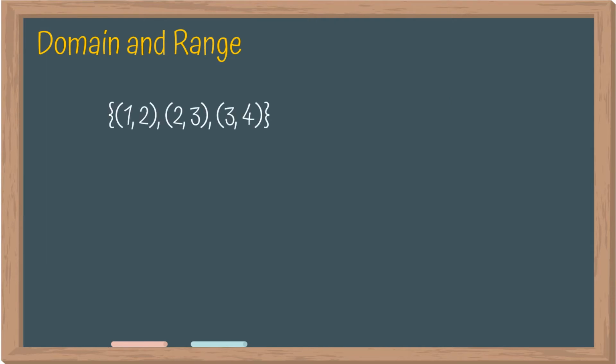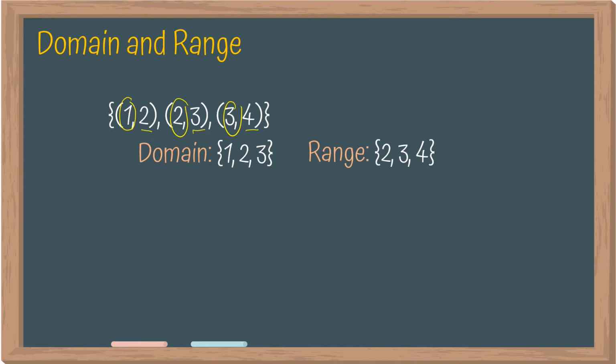Let us have an example. Let's say we have a set of ordered pairs, such as this one. The domain consists of the x values, or the first values. So in this case, we will have 1, 2, and 3. That will be our domain. For the range, let us check the second components, or the y values, and that will be 2, 3, and 4, giving us a range of 2, 3, and 4 written this way.